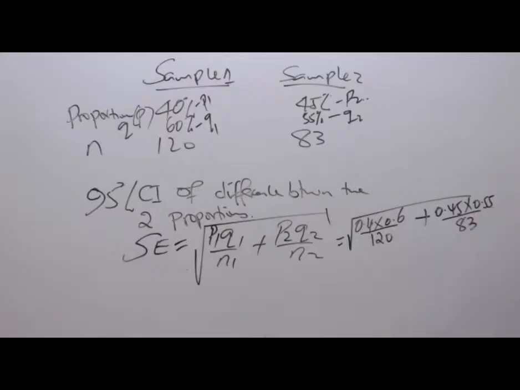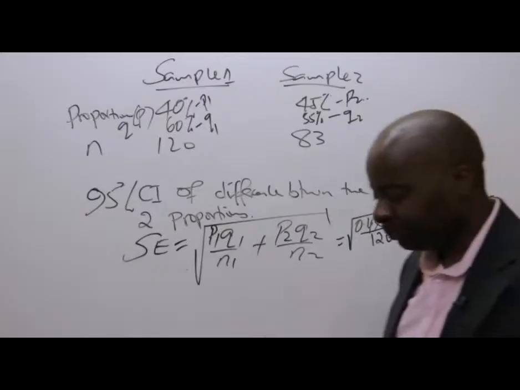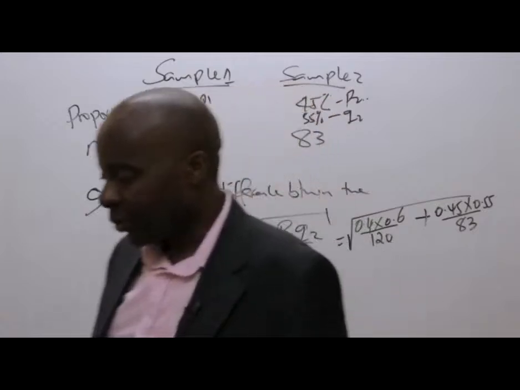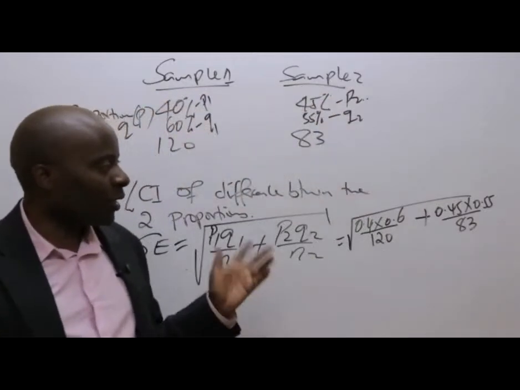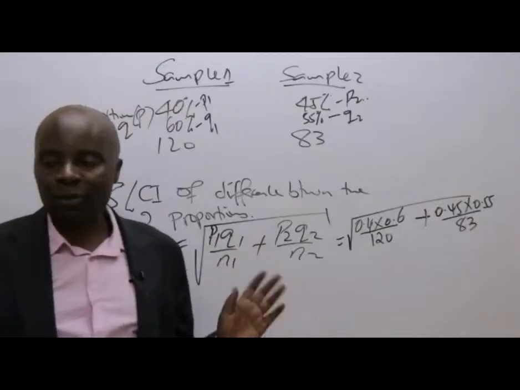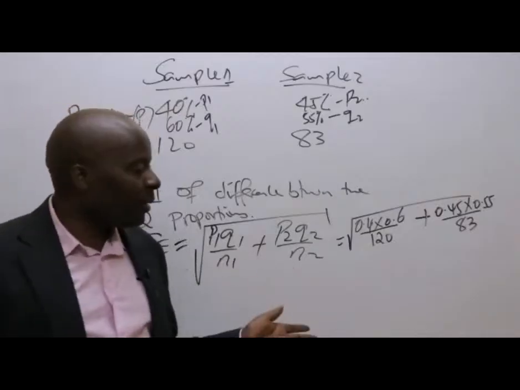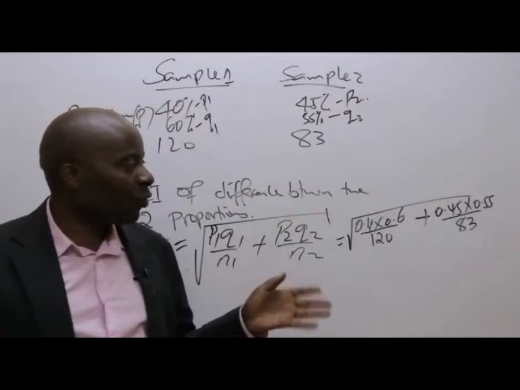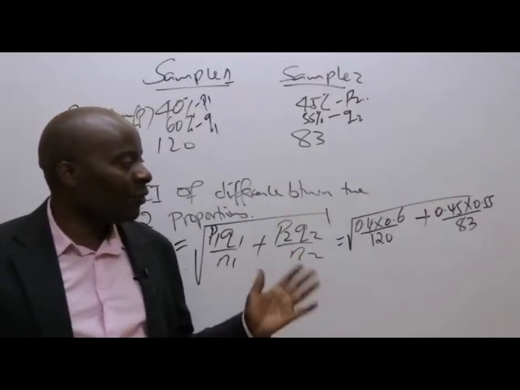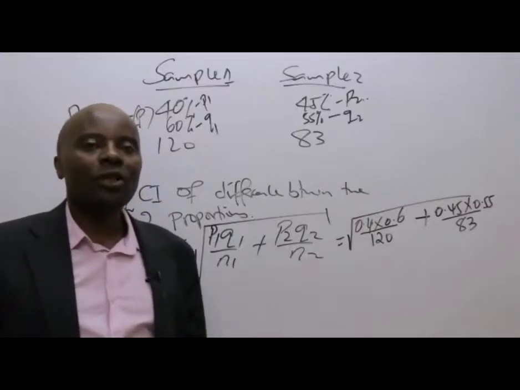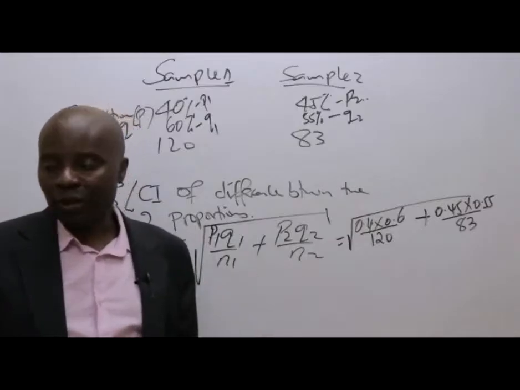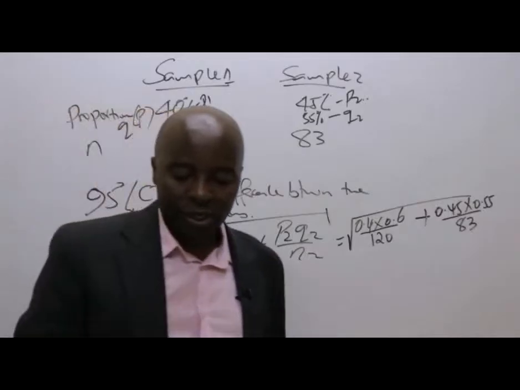So here you have to be quite good with your calculator for you to give us the correct answer. Take 0.45 times 0.6 divided by 120 plus 0.45 times 0.55 divided by 83. You say equals. Whatever you get, you say square root.